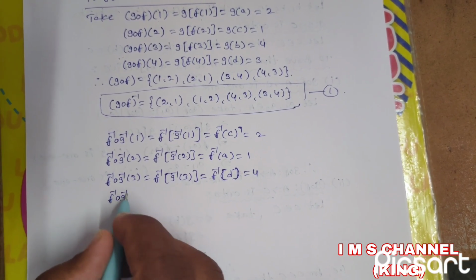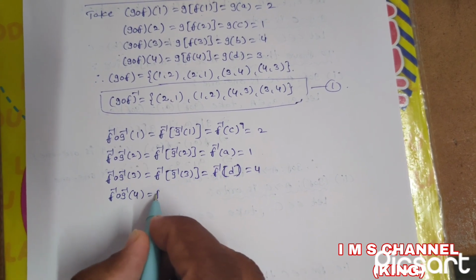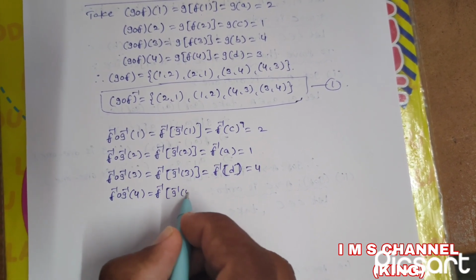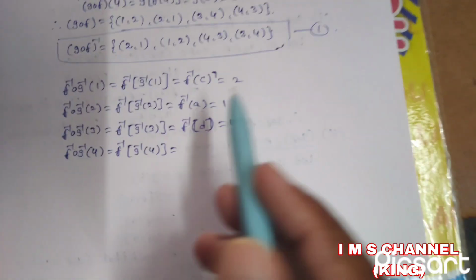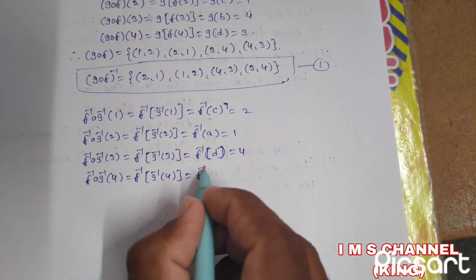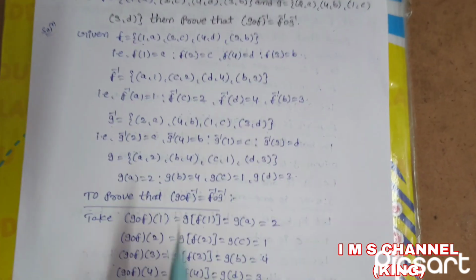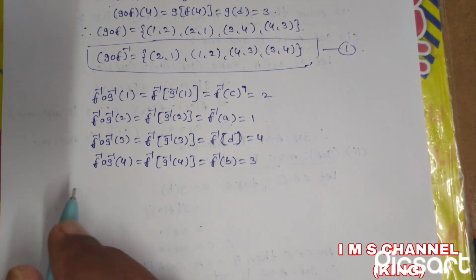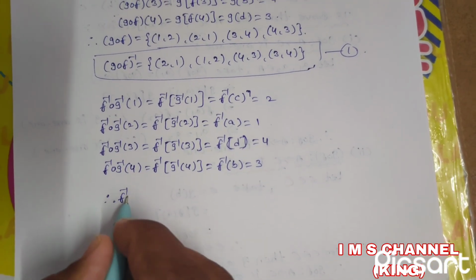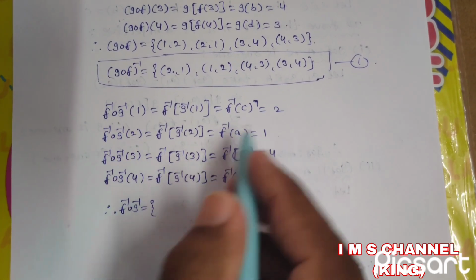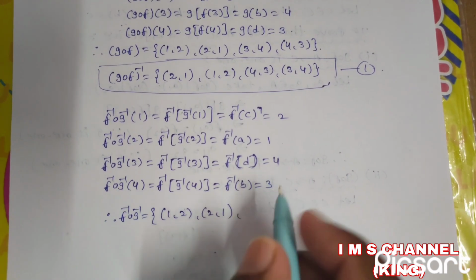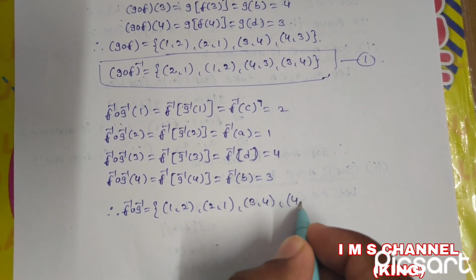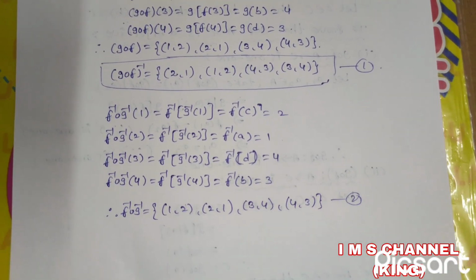Next value, F inverse circle G inverse of 4 is equal to F inverse of G inverse of 4. Here G inverse of 4 value is B. So here G inverse of 4 is replaced by B. F inverse of B is equal to what? 3. So here value is 3. So the given composite function mapping is F inverse circle G inverse is equal to (1, 2), (2, 1), (3, 4), (4, 3). This is equation number 2.